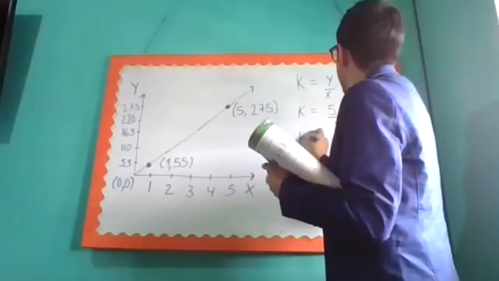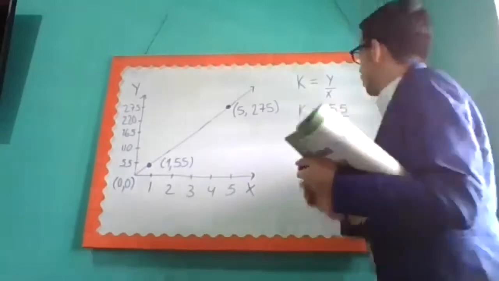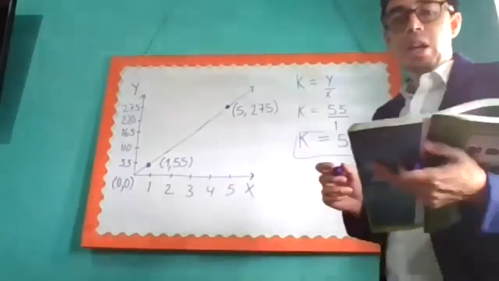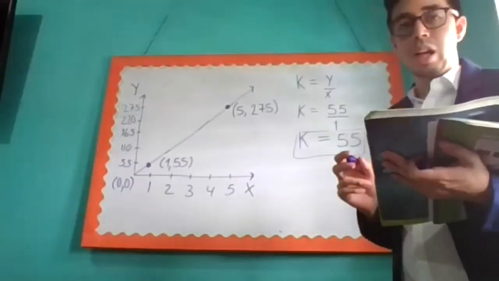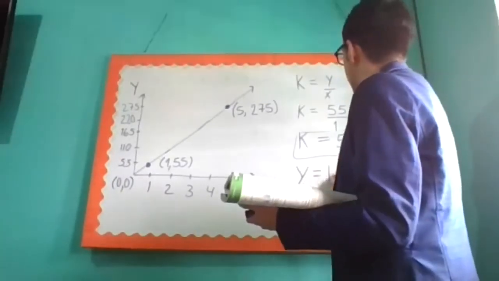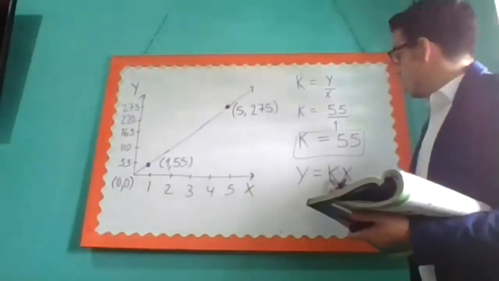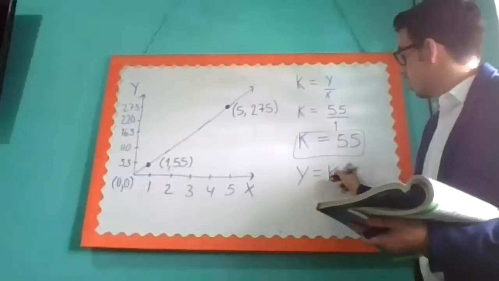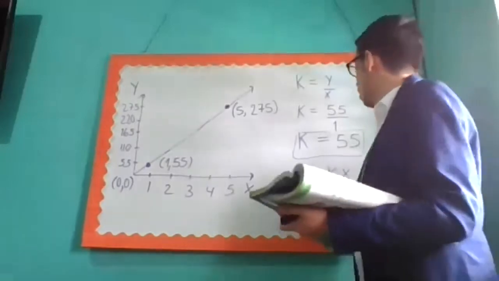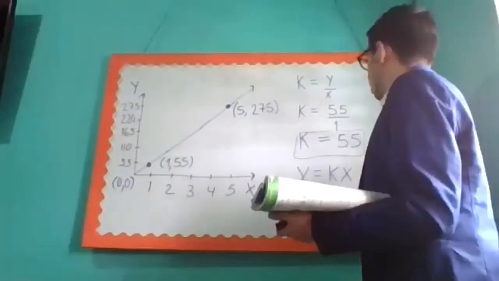So k is equal to 55. This is my constant of proportionality. And later they ask you to write an equation that relates the distance and the time. What is my equation? Remember, y equals k multiplied by x. I already have the value for k. This is the equation I already used with you in the other classes. I have the value for k, it's 55, so I only replace. y equals 55x.